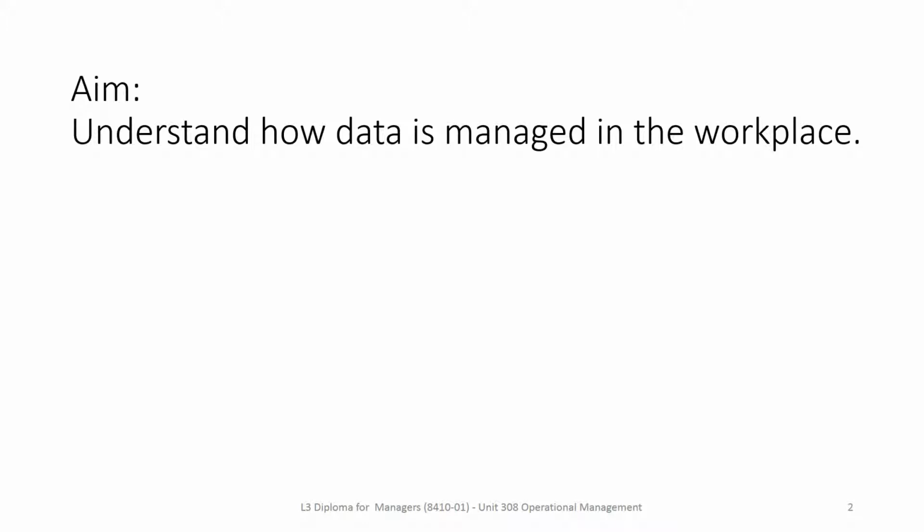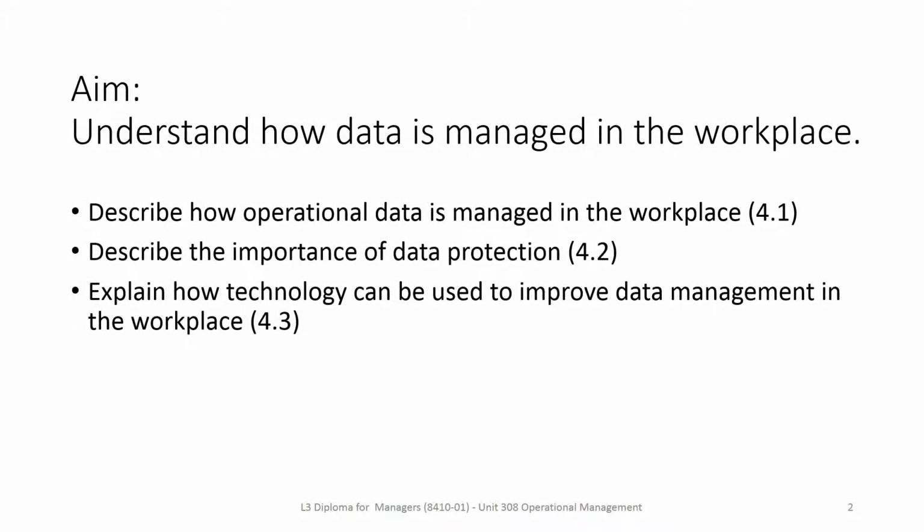So the overall aim for this session is now on the screen. It's to understand how data is managed in the workplace. We're going to split this session into two parts. In the first part, we'll examine how operational data is used and managed in the workplace. And then in part two, we'll start to think about why it is important to protect that data and the impact of technology on data and how we use it and how we can use technology to improve the way we use it in the workplace. So the objectives are there on the screen, and let's get started.